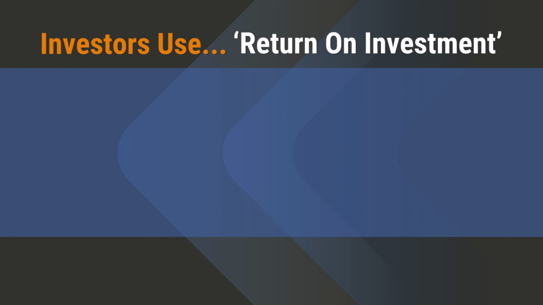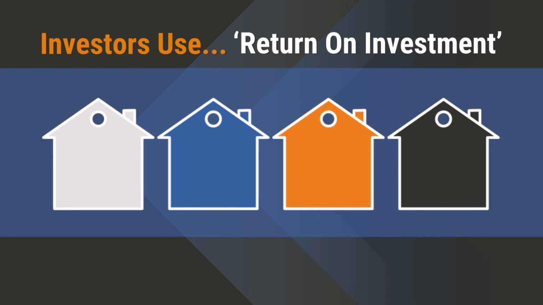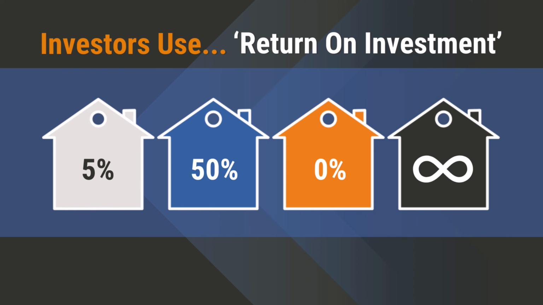And so if we take those same 4 properties, it's absolutely the case that you could get a 5% return on investment on the first one. You could get a 50% return on the property next door. You might get a 0 return on your investment on the third one. And if you've got none of your own money in the property deal at all, it's absolutely possible that the fourth one could give you an infinite return on your money.